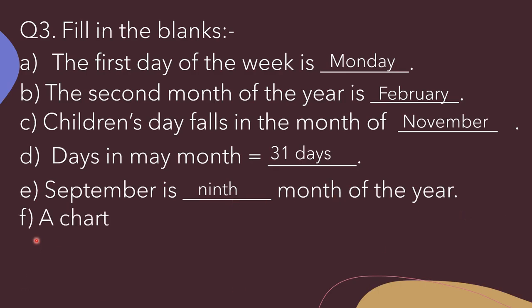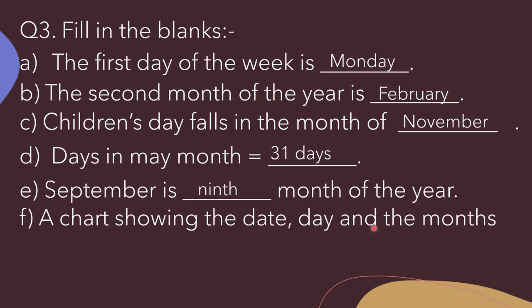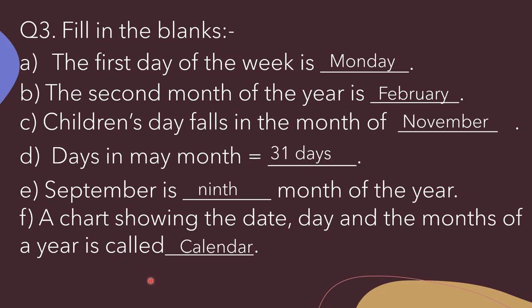Now F part. A chart showing the date, day and the months of a year is called dash. A chart that tells us about dates, days and months of a particular year, what do we call it? That is called a calendar.